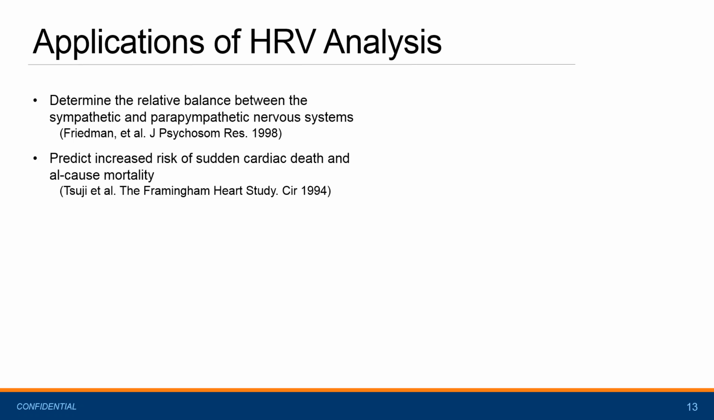Now, HRV can also be used to predict an increased risk of sudden cardiac death and all-cause mortality. This is really the original way that heart rate variability was studied. And if there were one heart-based biomarker to rule them all, heart rate variability would be it, because it is such a high correlation to heart attack risk and things like that. So commonly used in cardiology to predict cardiac health.